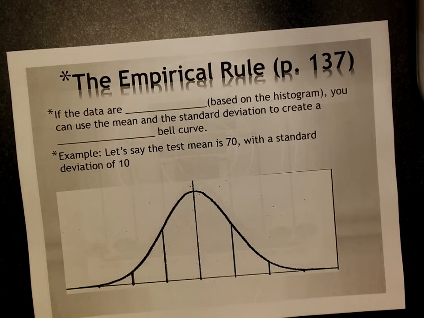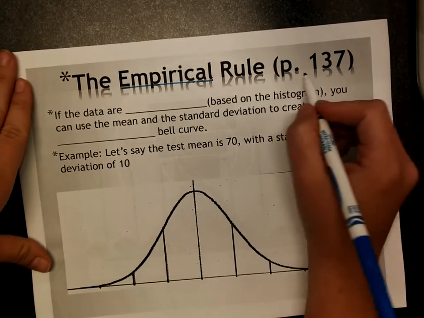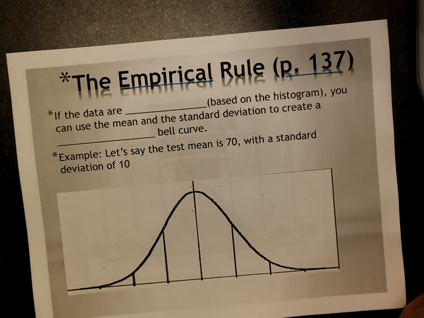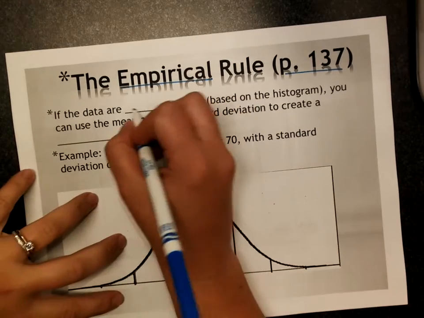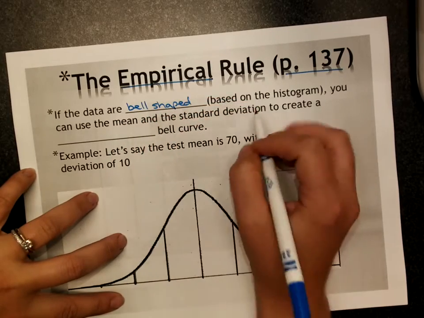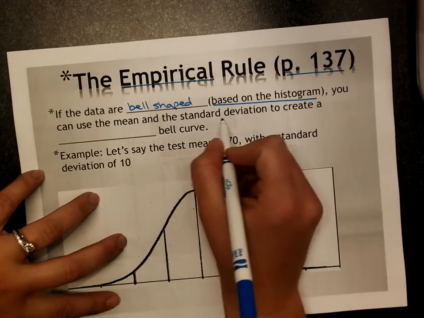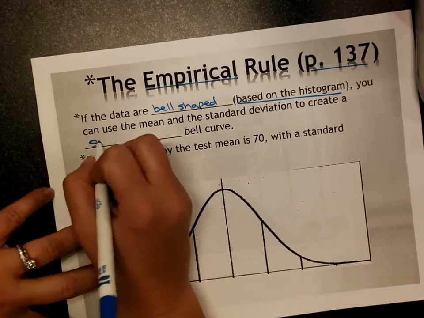Okay, so the empirical rule is the next topic in section 3.2. Again, these are bigger sections that have a lot of important information. The empirical rule is something that we will use a lot in this course, especially when we get down to chapter 7. Page 137 is where it's explained. So if the data are bell-shaped, and that's based on the histogram, we can use the mean and the standard deviation to create a symmetrical bell curve.